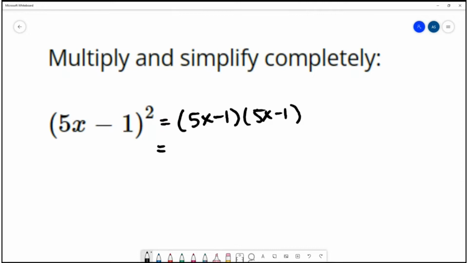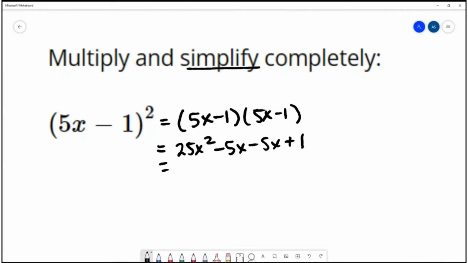Some people like to use the FOIL method. 5x times 5x would be 25x squared. 5x times negative 1 is negative 5x. Negative 1 times 5x is negative 5x. Negative 1 times negative 1 is positive 1.